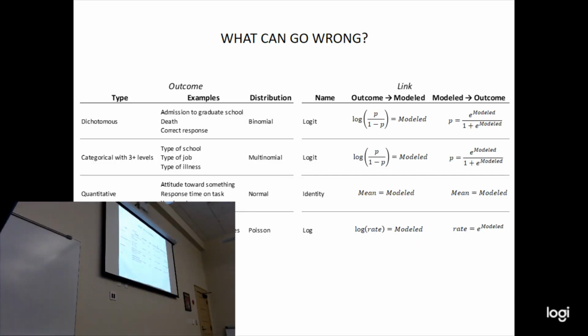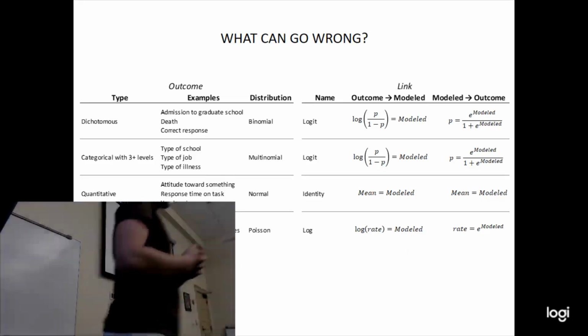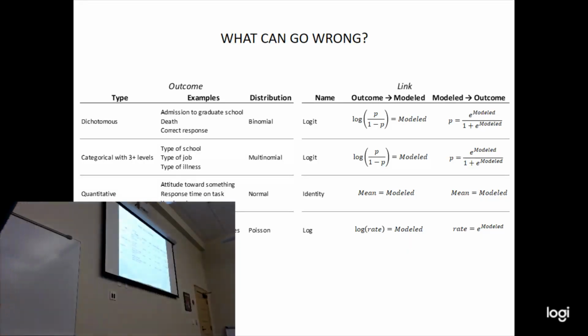From a big picture perspective, there are two things that can go badly when you're trying to think about these links and distributions. First is that the distribution can be wrong. Kind of makes sense. And the next is that the link can be wrong.